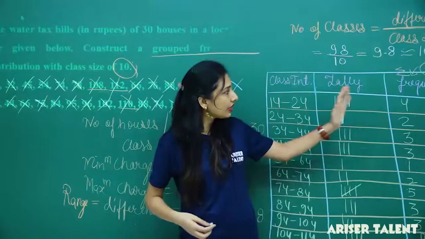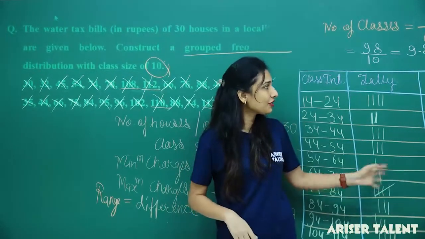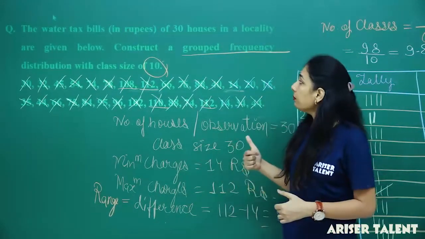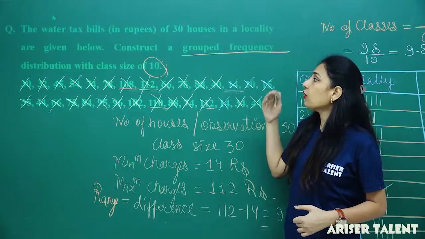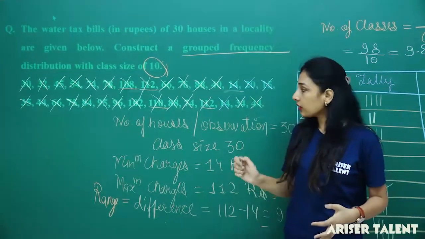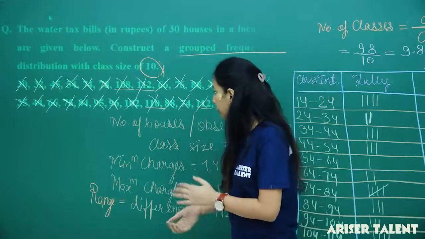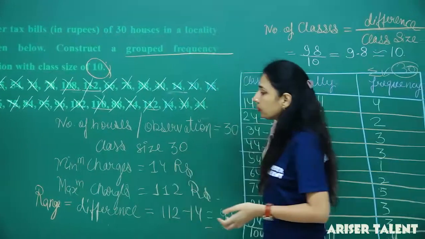If your frequency summation is messed up and doesn't match the number of observations, you have to look back at what you have done wrong, where you have gone wrong. So, note this, students.